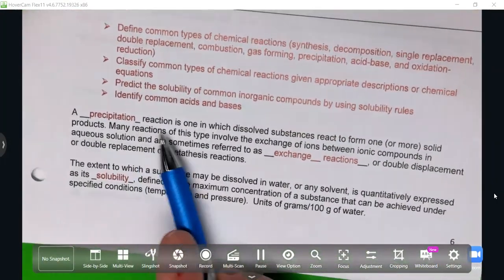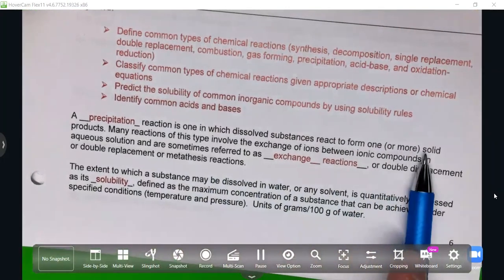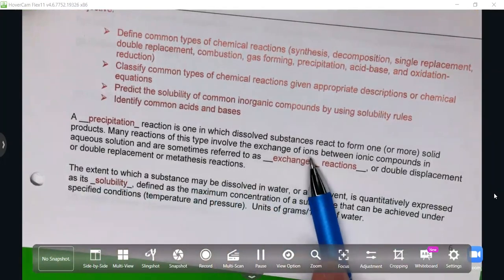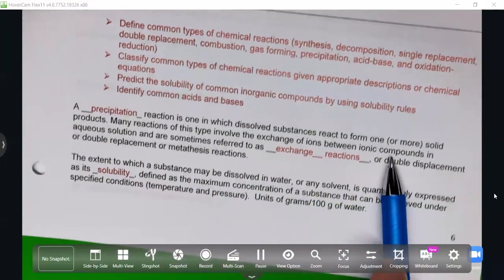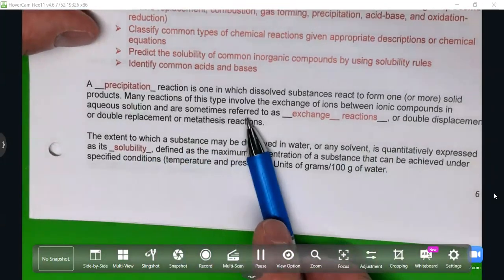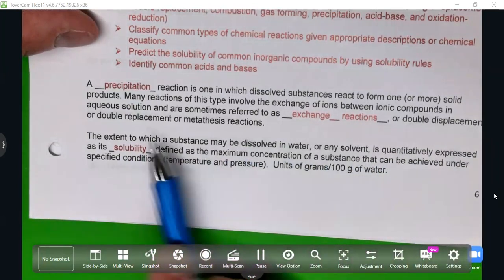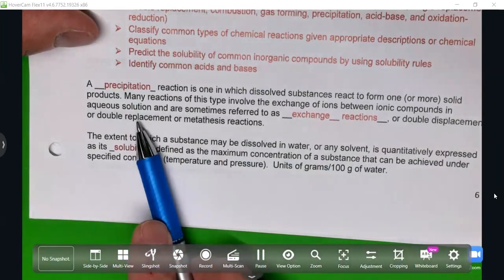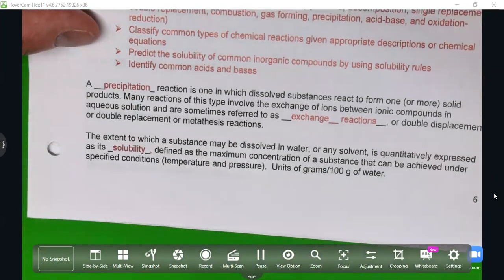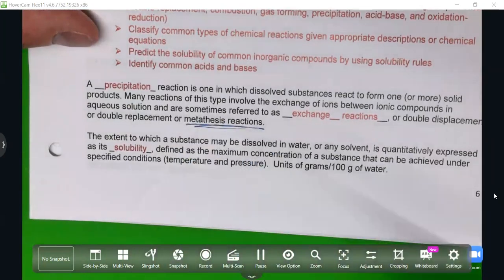A precipitation reaction is one in which dissolved substances react to form one or more solid products. Many reactions of this type involve the exchange of ions between ionic compounds in aqueous solution and are sometimes referred to as exchange reactions, double displacement, double replacement, or metathesis reactions. It's all the same. What do you do? Switch the positives. I think your textbook uses this old term.